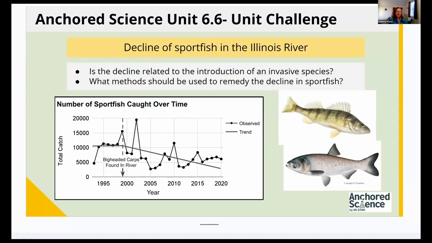And so in the off-the-shelf lesson, the connect is provided as the context from the Unit 6.6 unit challenge, which is the decline of sport fish in the Illinois River. So where they apply this decision matrix is towards the end of the unit, where they've learned a lot of science around what's affecting these sport fish. And there are big-headed carp that are kind of interplaying in these population dynamics. And so they look at different methods to remedy that decline in the sport fish. And a lot of it has to do with mitigating the big-headed carp. But that's where they apply that.